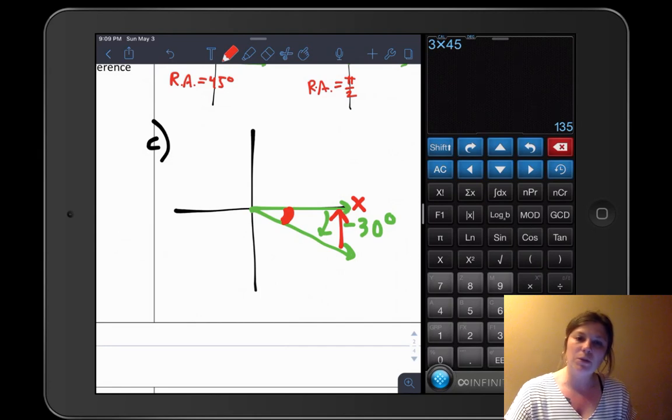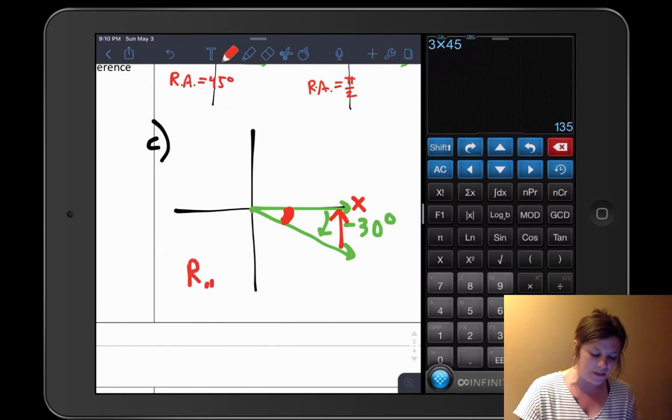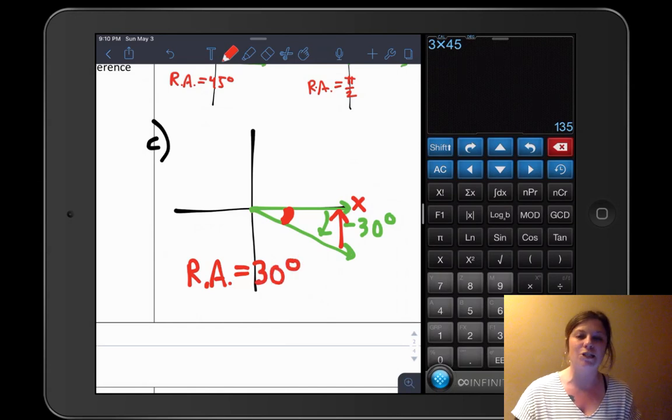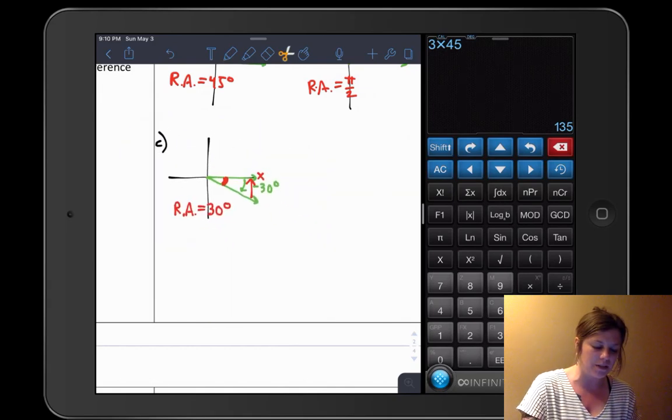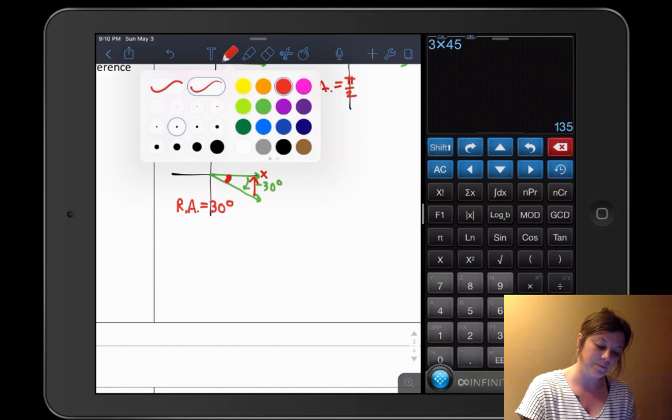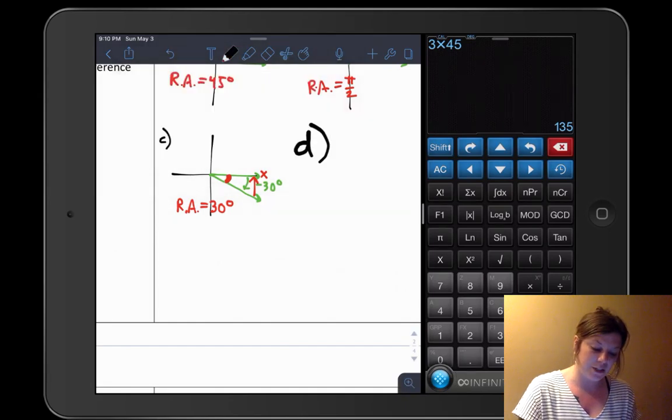Well, even though we went down to get to negative 30, we would always write our reference angles as positive. So it's 30 degrees to get to the x-axis is the way to think about it. Don't worry about which direction you're going. You always consider it to be positive.